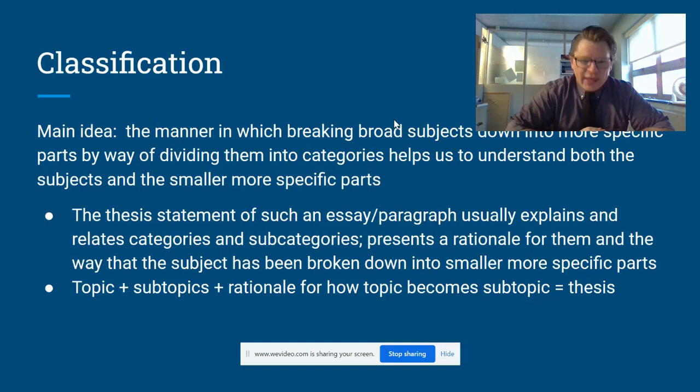Next, we have classification. And the main idea of this is a little bit longer, but given the way the classification works, I think you understand why. The main idea is always the manner in which breaking broad subjects down into more specific parts by way of dividing them into categories helps us to understand both the subjects and the smaller, more specific parts. The thesis statement of such an essay or paragraph usually explains and relates categories and subcategories, presents a rationale for them, and the way that the subject has been broken down into smaller, more specific parts.